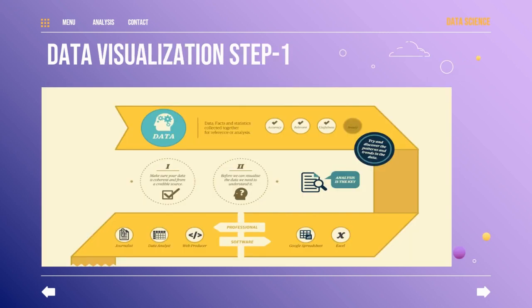Now, let's go to the next topic to understand data visualization. In data visualization, step one is data. We try to discover the patterns and trends of the data. First, we discover the patterns of the data through journalists, data analysts, and web producers.